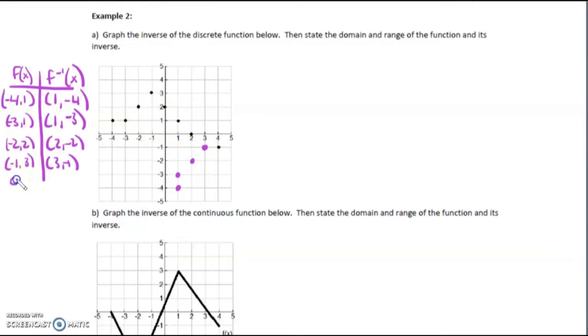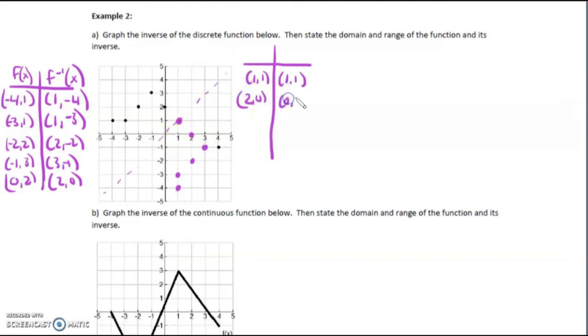(0, 2) is going to map on to (2, 0). I'm going to continue the chart over here. (1, 1) is going to map on to (1, 1). Okay, because that's right on this line, right? So that makes sense. And then I have (2, 0). It's going to map on to (0, 2).